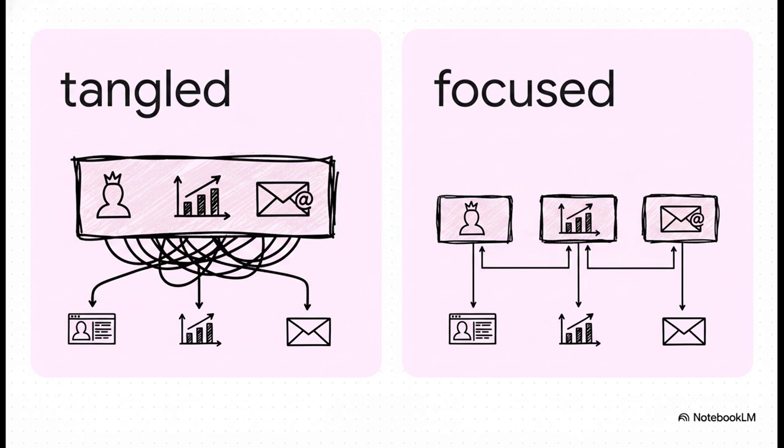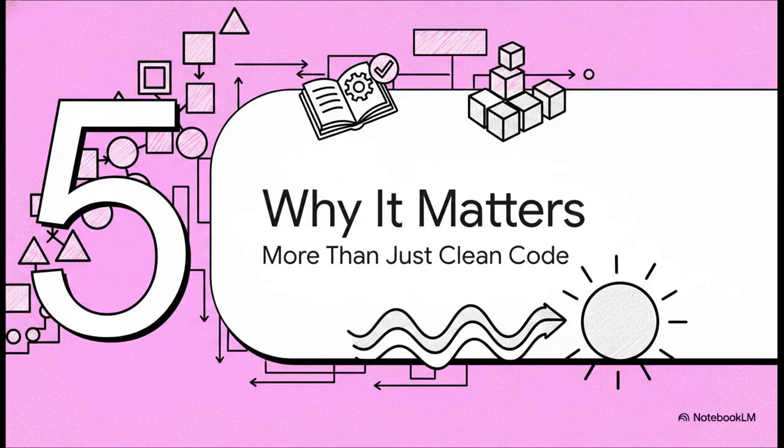Now look to the right. This is the segregated API. Each client, whether it's the admin panel, the reporting tool, or the email service, gets its own tiny, specific interface. It only depends on the exact methods it needs. So much better. So why do we go through all this trouble? What's the big deal? Well, the real gain here goes way beyond just having nice, tidy-looking code.